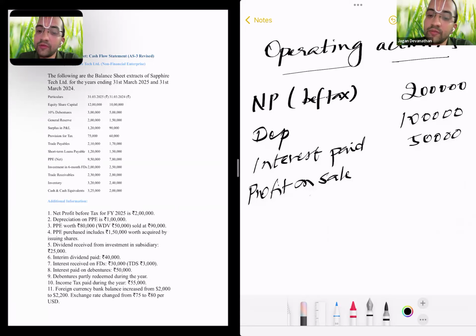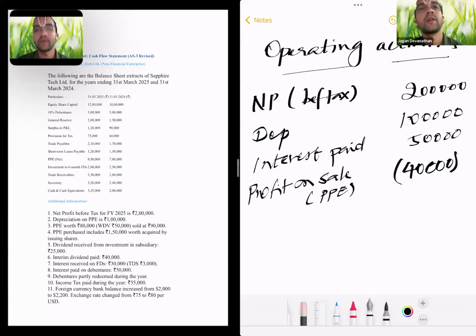Now, profit on sale of PPE. They say that the WDV of the assets is 50,000, but it was sold for 90,000. So the company earns a profit of 40,000 on this sale of PPE. This 40,000 would have been credited into P&L, so it would be added into this 2 lakhs. Now you will be subtracting this.